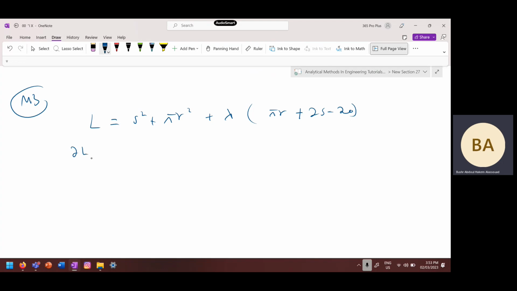Now find its partial differentiation with respect to each variable. So we'll have partial L over partial s: 2s plus 0 plus 2 lambda equals to 0. S and lambda can be cancelled.